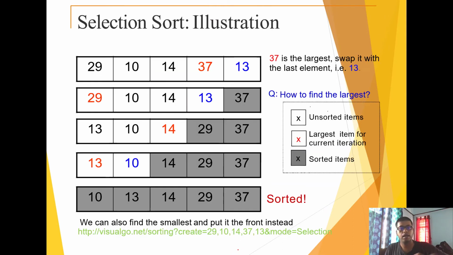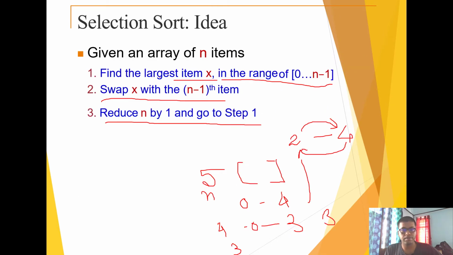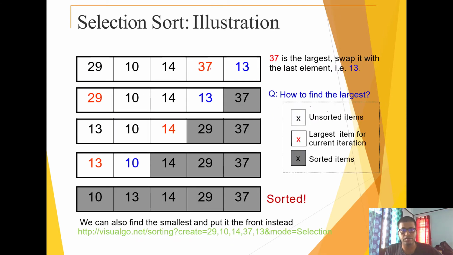Coming to an example, there are five numbers: 29, 10, 14, 37, 13. On the first line, as I mentioned, we find the largest element x. After executing that first statement, we find that 37 is the biggest. So what is the next step? We replace 13 with 37, so this replacement occurs, and after that one iteration is done. In the next iteration we find 29, so 29 will come to this position.